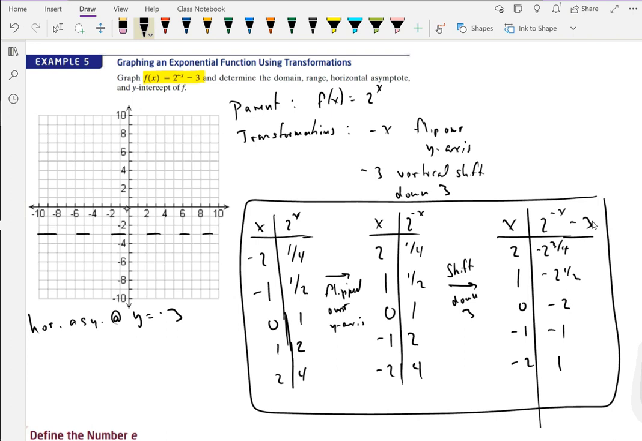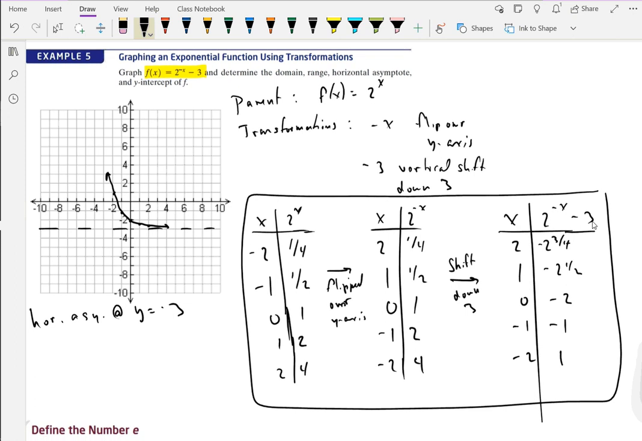At 2, we're at -2 3/4. So at 2, we're -2 3/4 down over here. At 1, we're at -2 1/2. At 0, we're at -2. At -1, we're at -1. At -2, we're at +1. And so our graph would go up like this and then come down over this way. Now, if we kept this going, then we could move this up a little bit more steeply as we go. So that would be our basic graph.